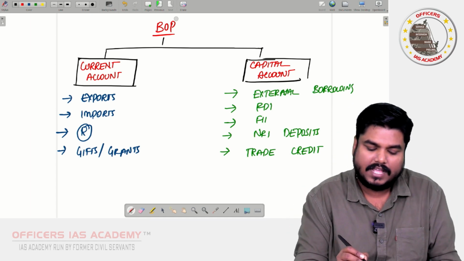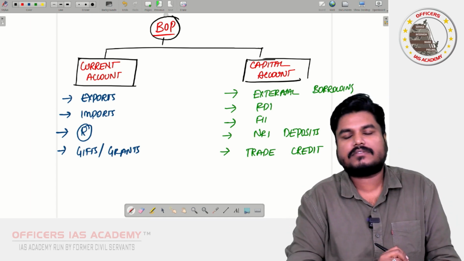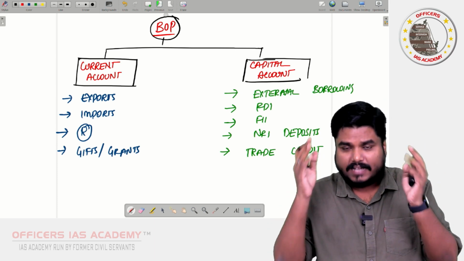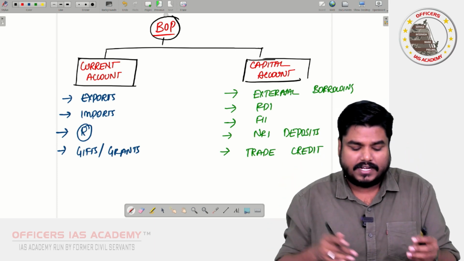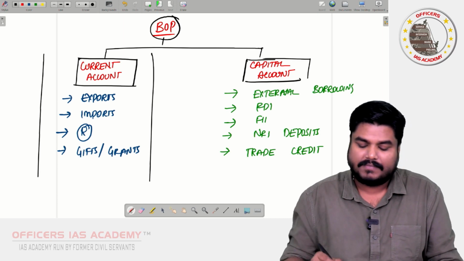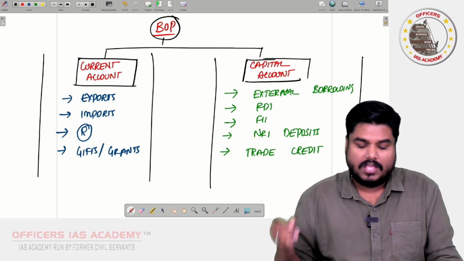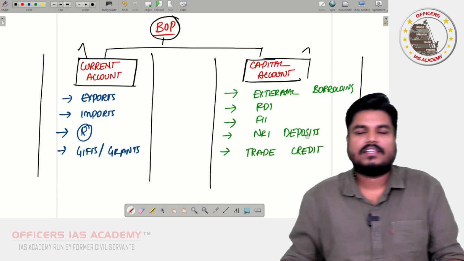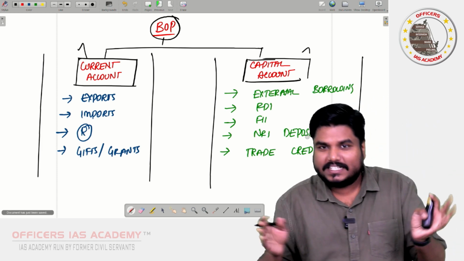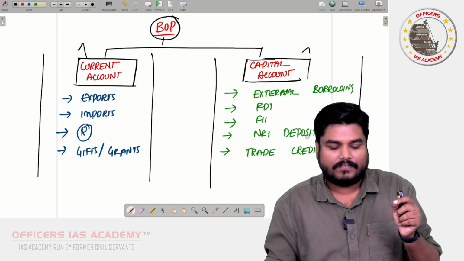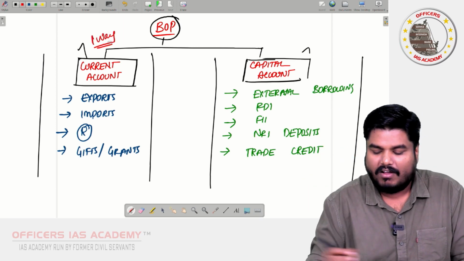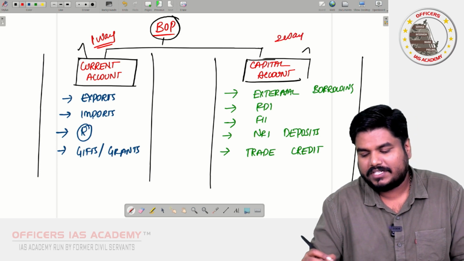a heading called balance of payments. But those transactions are recorded, right? I am recording it under two headings. One is called current account and another one is called capital account. I'll give you a small clue to differentiate these two. All the one-way transactions you can put here. All the two-way transactions you can put here.